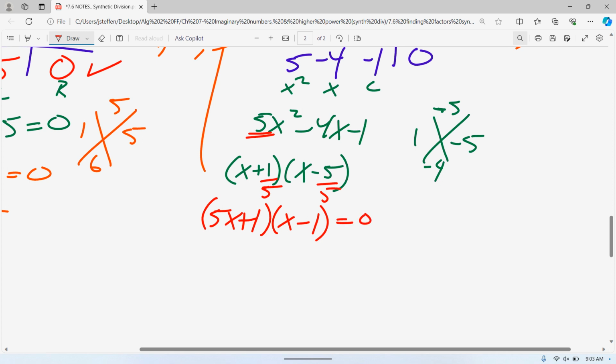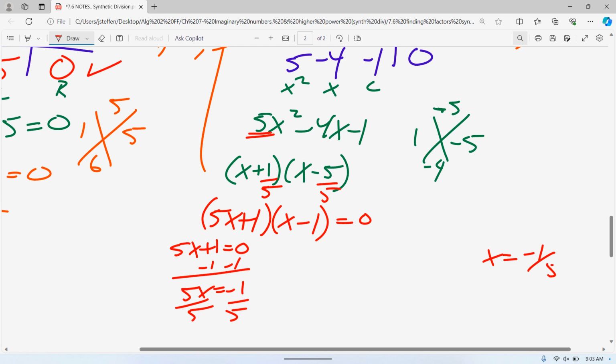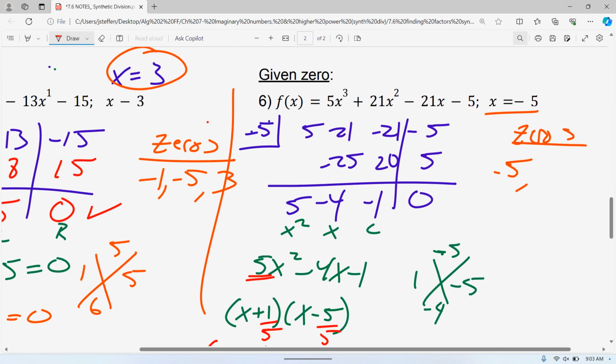So if you solve 5x plus 1 is equal to 0, in my opinion, if you have a number in front, I would not do it in my head. I would actually list it out. 5x is equal to -1, divided by 5. So one of your zeros is -1/5. These here is +1. So +1 and -1/5 are your other zeros.